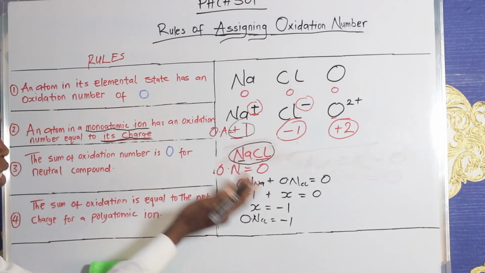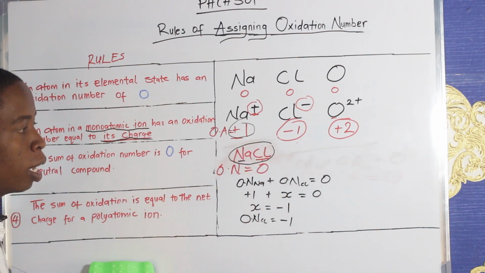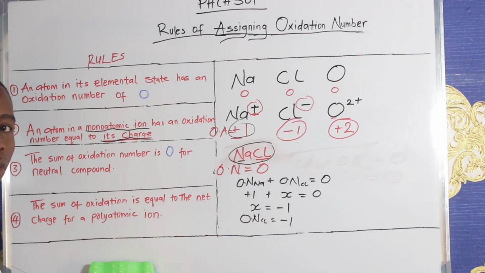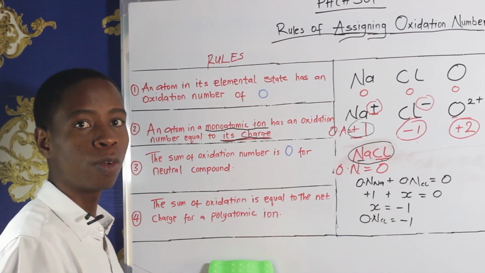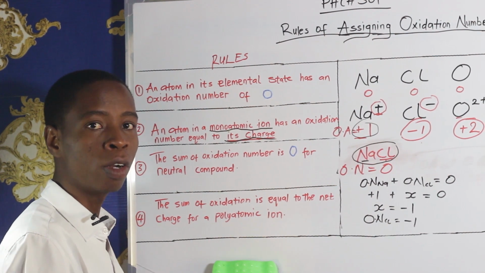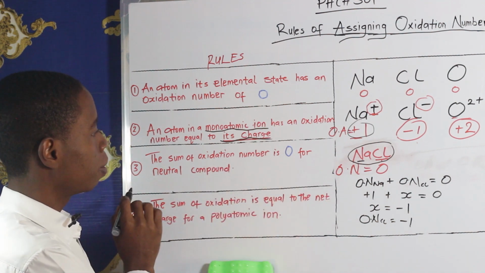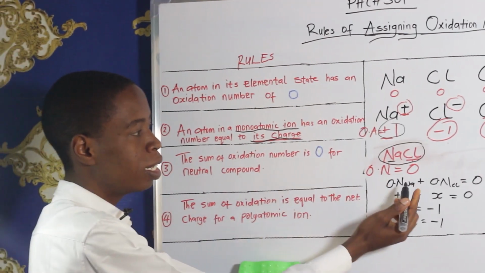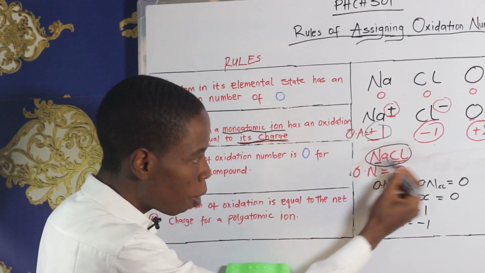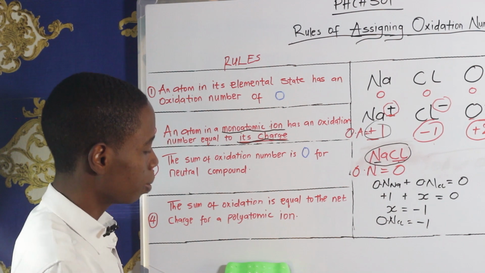So you see, this rule is essential in finding the oxidation number of one of the atoms in your neutral compound. And this is very important, especially when we come to determining the oxidation half and reduction half, which we will talk about in our next video. Do well to check out our next video on balancing redox equations. So this is how we apply this rule in finding the oxidation number of one of the atoms in a compound. Let's move to the next one.